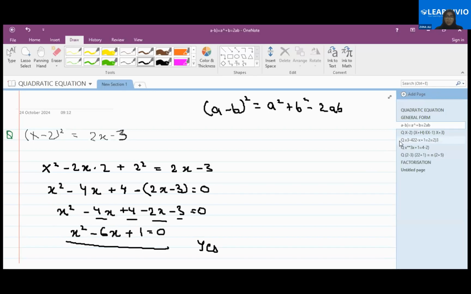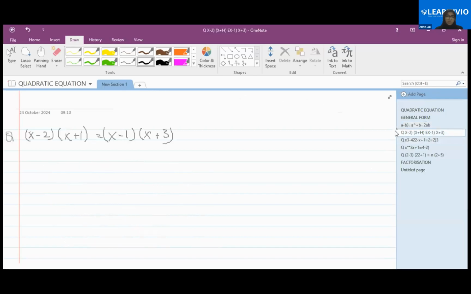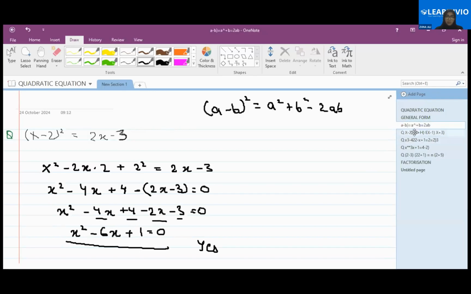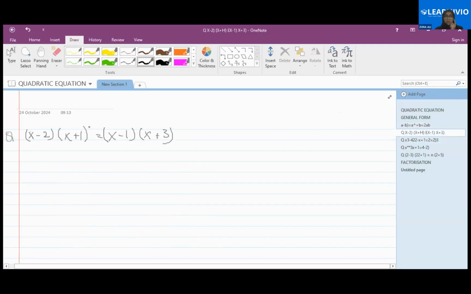Now the next question is x minus 2 plus x plus 1 is equal to x minus 1 and x plus 3. So what will be the product of these two? Do you remember how we multiply these variables? Yes. Okay, so first of all you have to multiply x with this whole bracket.